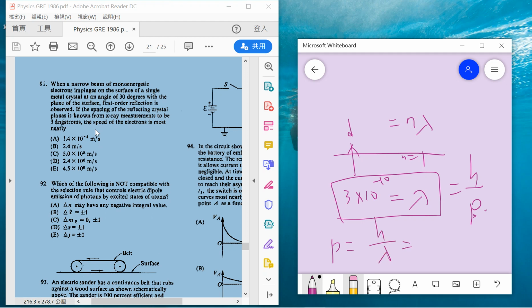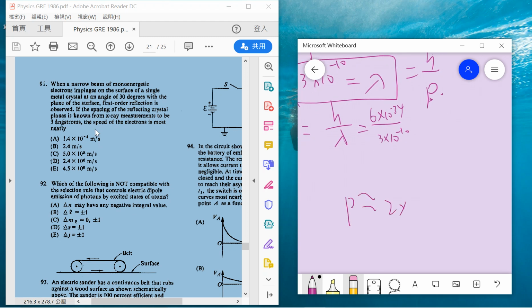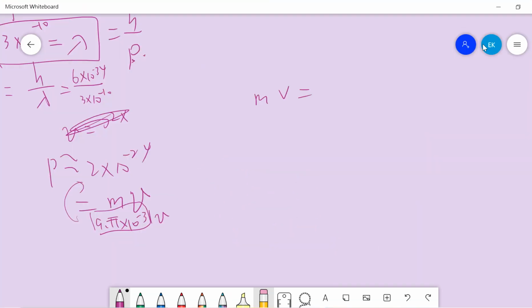So h is somehow 10 to the negative 34. So we get p is close to 2 times 10 to the negative 24, and then which is mass times velocity. So mass is 9.11 times 10 to the negative 31. If you don't know that, you can go to the first page of physics GRE. There will be some constants for you. So mv equals 2 times this one, and the m is 9.11 times 10 to the negative 31. V equals this.